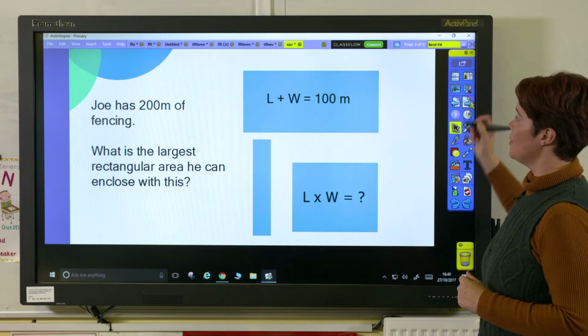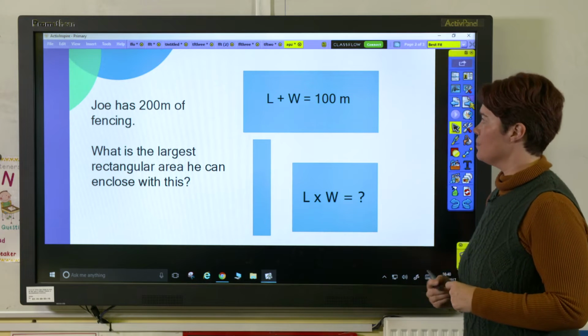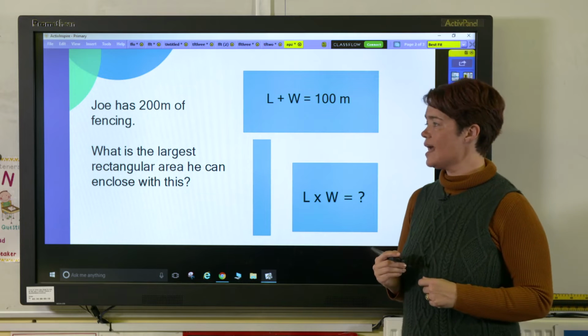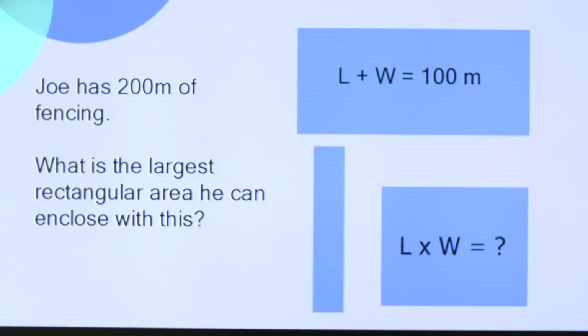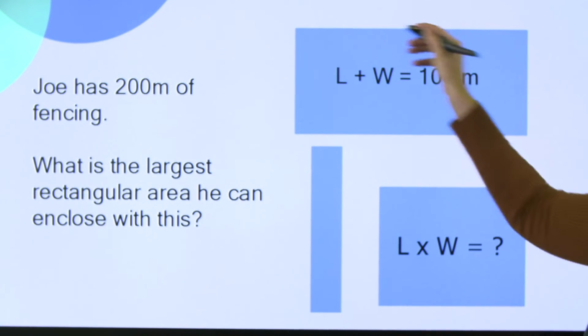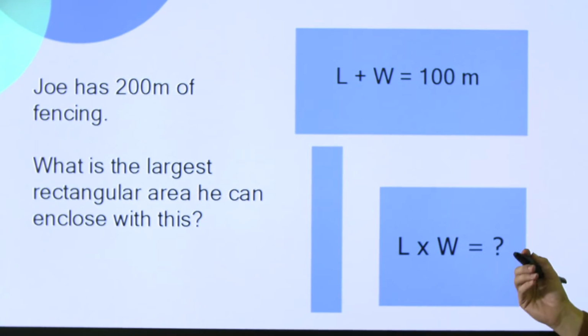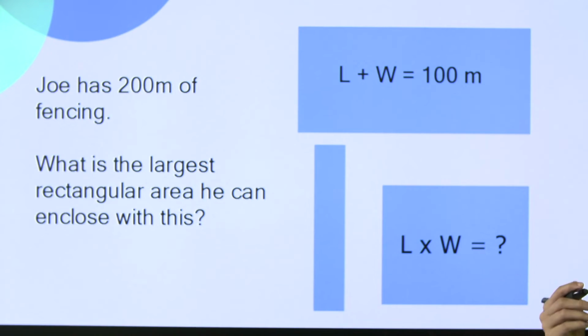Moving on to our second problem. A little bit more in depth, we're looking at year 6 here. Joe has 200 metres of fencing. What is the largest rectangular area he can enclose with this? First off, we're wanting pupils to realise 200 metres is the perimeter of the entire rectangle. So therefore, halving this, the length plus the width must make 100 metres.